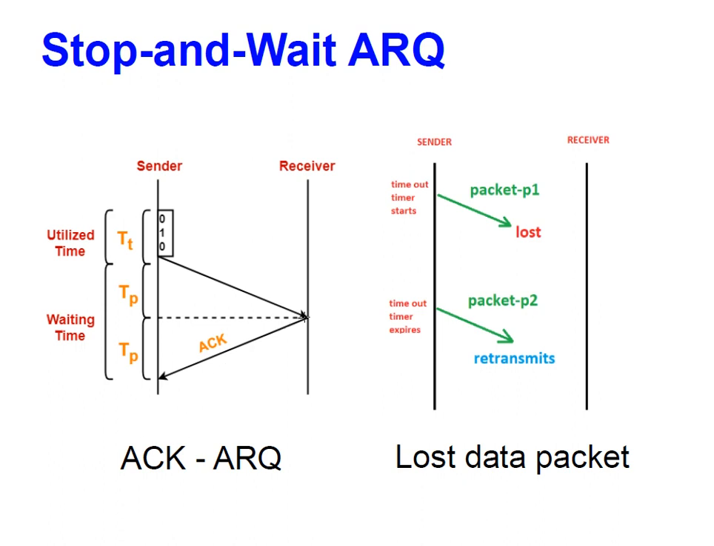ACK is related to the packet being received, and ARQ is related to the packet being lost, or the acknowledgement not being received. Whatever scenario occurs, particularly if the packet is lost and it has to retransmit, then it is sending an ARQ condition. So that is what we see in the case of stop and wait ARQ.